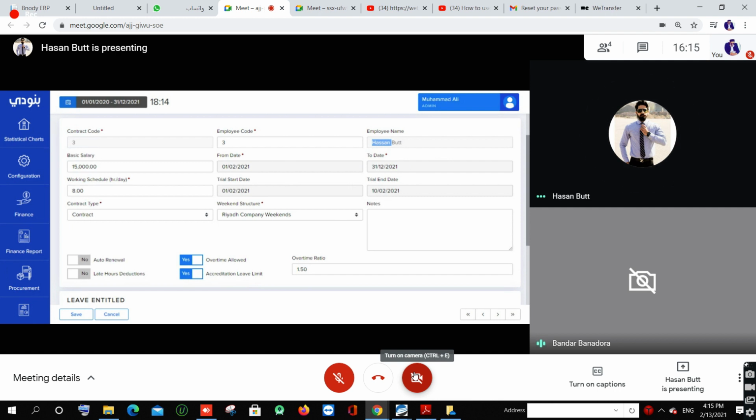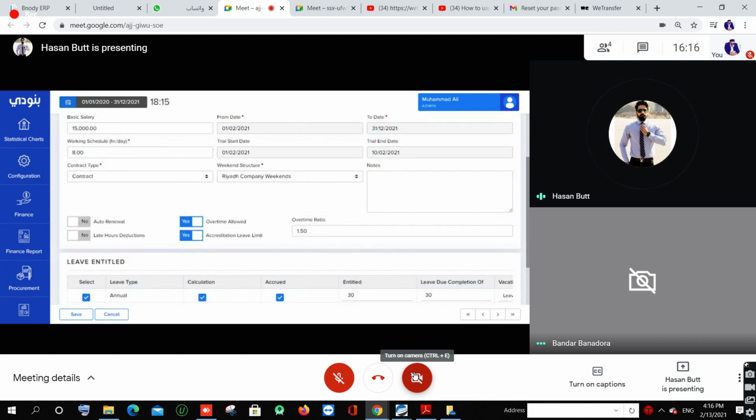When do you define the number of leaves? The number of leaves, yes, we will define it in the next month. I will show you that, brothers. It is just the restriction on whether he is allowed the leave limit accreditation or not. Right, brothers? And the next option is the overtime.